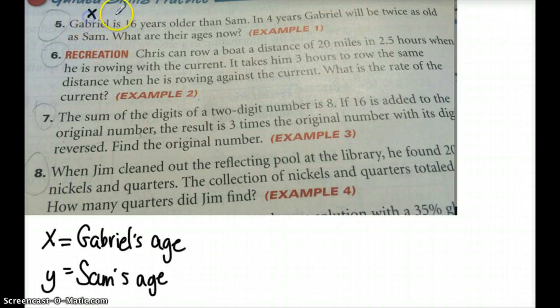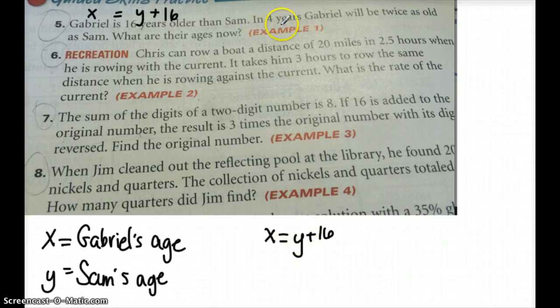His age is 16 years older than Sam. So if it's 16 years older, then if you knew Sam's age, you would add 16 to that. Okay, so that's your first equation that you would know. So x equals y plus 16, because that says Gabriel's age is 16 years older than Sam's age.